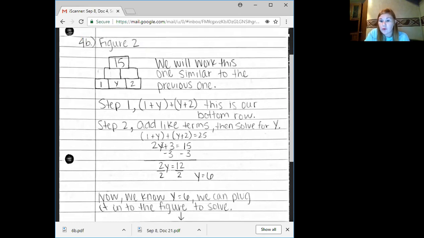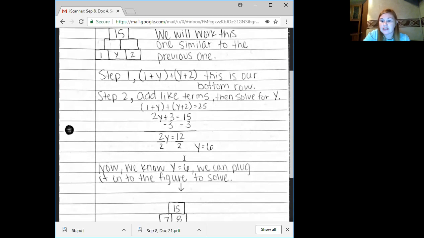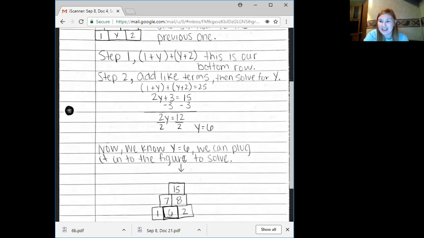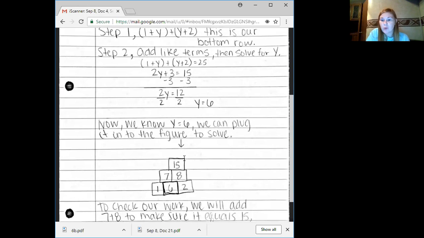And just like before, we're going to add the like terms. The 1 and the 2 would be 3, and then 2y. And so we work that the exact same way to come up with y. So now that we know y equals 6, we can plug it in to figure it out and solve.